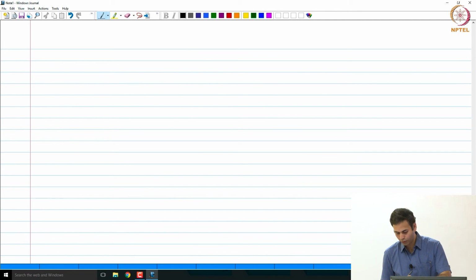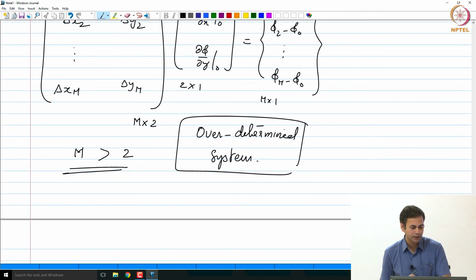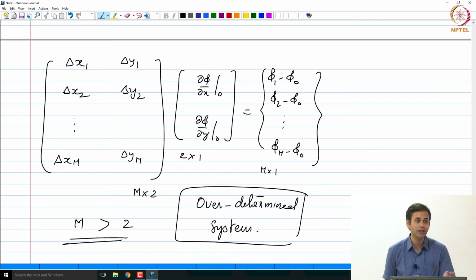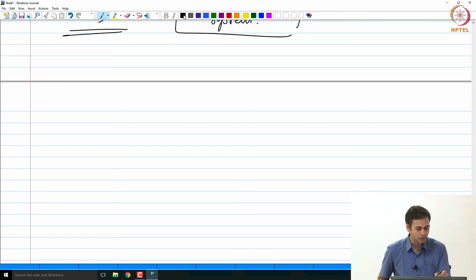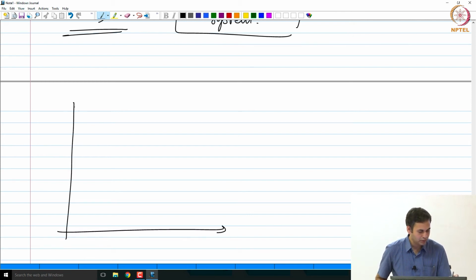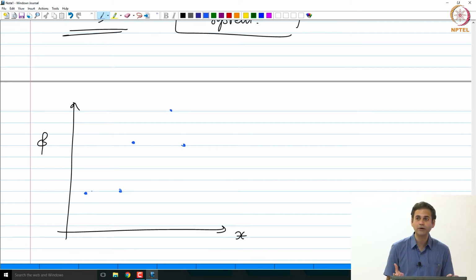This is nothing new to you because you have already come across such systems many a time. When you do an experiment, let us say you get some values here for phi and some x values, and you have to find one equation, one straight line that passes through all of these things. But you cannot find one equation that passes through all of these things because you have too much data.